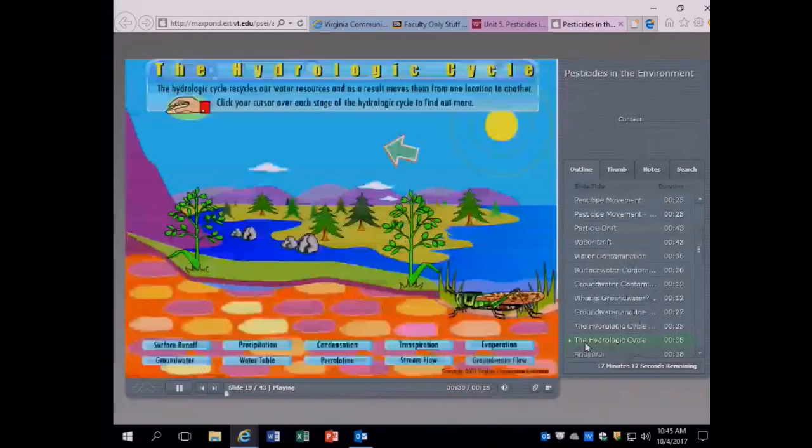This animation will give you an opportunity to learn a little bit more about the hydrologic cycle. In order to use it, you need to click your mouse on the various definitions and move through those definitions to learn how the hydrologic cycle works. When you're done, just click on the next button to move to the next slide.